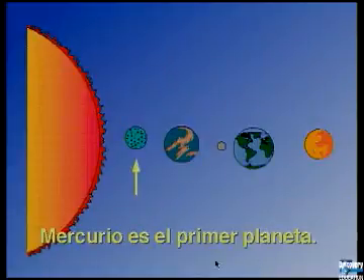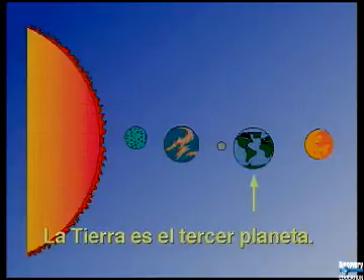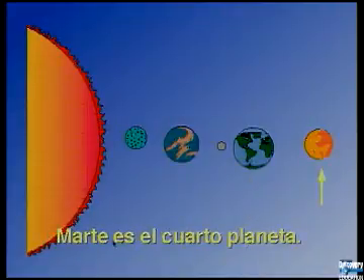Mercurio es el primer planeta. And that sounds kind of like primary or first. Go ahead and make sure you get these into your notebooks. Venus es el segundo planeta. El segundo planeta. La Tierra es el tercer planeta. Es el tercer planeta. And here we have Marte es el cuarto planeta. And that looks kind of like cuatro, doesn't it?